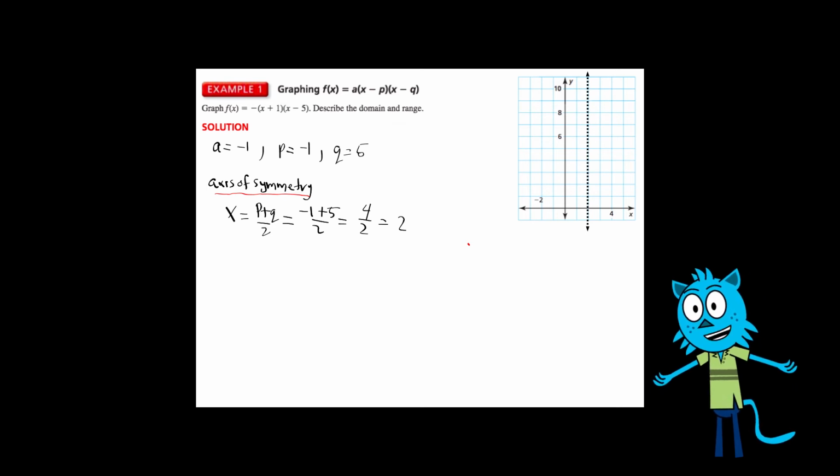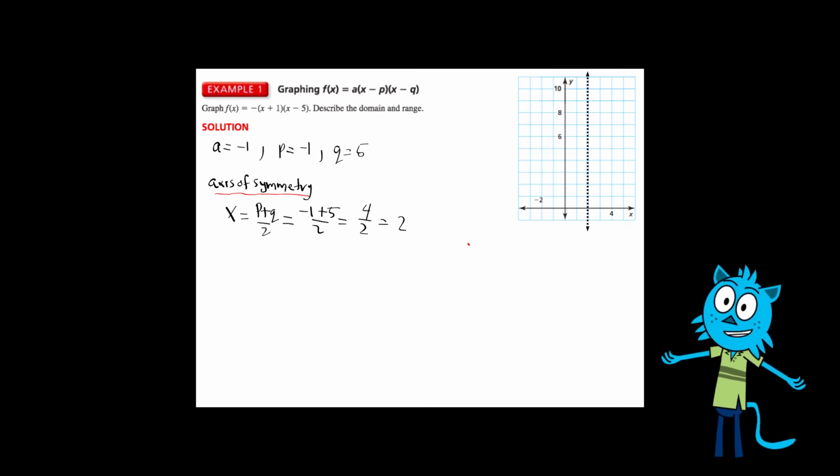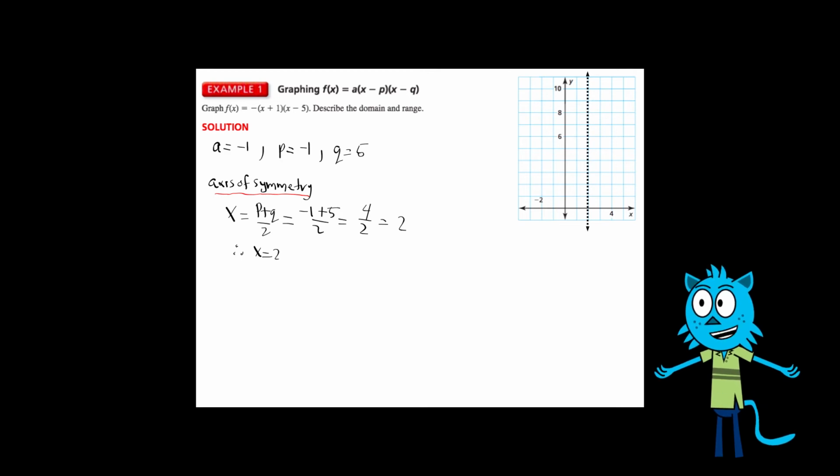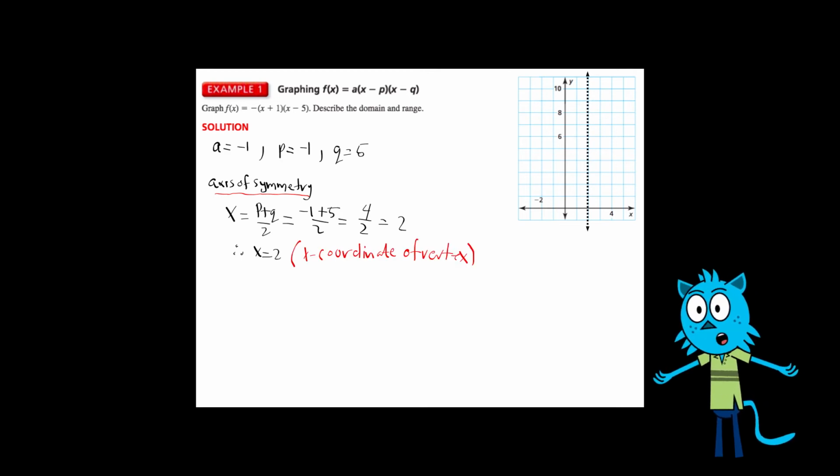Right, so therefore our axis of symmetry is at x equals 2, which happens to be the x-coordinate of the vertex. If we think about that, since this is the axis of symmetry, it's reflective across this line, x equals 2. That means the x-coordinate can be found. This is the x-coordinate of the vertex as well.